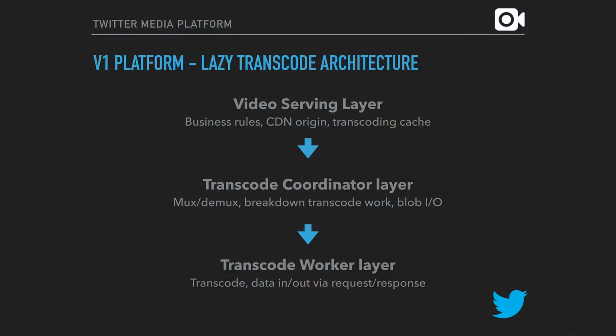But in the case where we're seeing this for the first time, so we need to transcode it, it sends a request to the transcoding layer, which actually consists of two layers. There's a coordinator layer, which is responsible for any kind of interaction with the blob storage system. It does the demux and then the mux at the end, and it's responsible for breaking down the transcode work, but it doesn't do the transcoding itself.